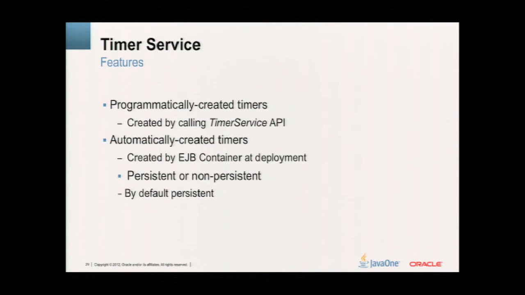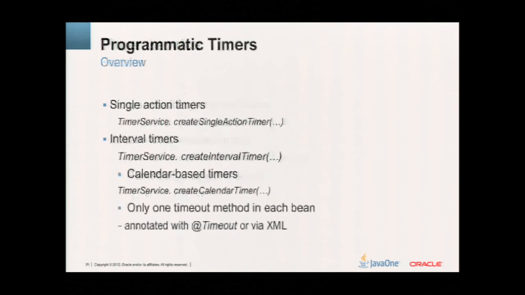They differ in behavior between programmatic and automatic timers. Programmatic single-action timers: you just define the date or the interval after which it fires, and that's it. It's the end of its life. Interval timers, it's all old stuff, I'm just repeating that for the sake of the picture. Interval timers are obviously timers that run at a specific interval. And calendar-based timers are something new in 3.1. I'll go into more details on the next slides. For persistent timers, there is a single timeout method on each bean. So however many timers you create from that bean, all timeouts go to the same method, annotated with @Timeout. And for a non-persistent timer, if the container goes down, unless you re-execute the method that created that timer, it's gone, okay?